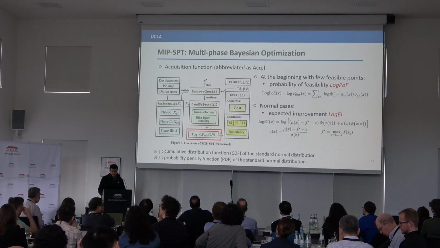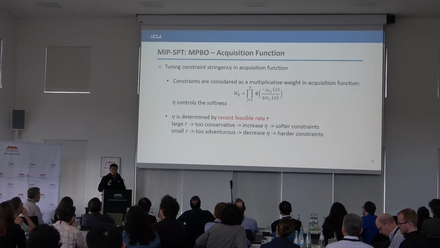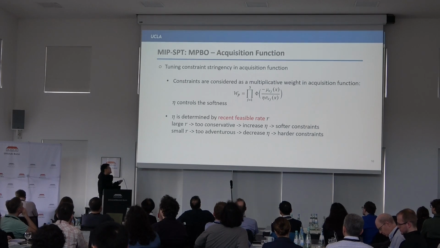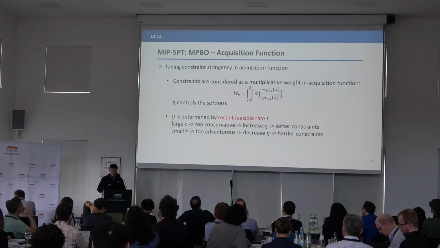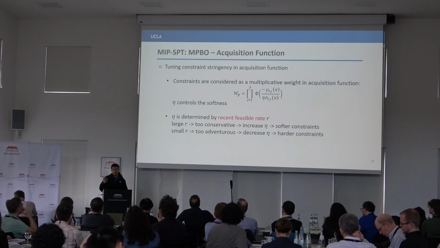But one thing we do here is that we tune the constraint stringency in our acquisition function. So our constraints, SI, PI, and TI constraints, are considered as a multiplicative weight in our acquisition function, as shown in this formula. And we use a hyperparameter eta to control the softness. So eta is determined by our recent feasible rate, R, which means how many points are feasible in recent trials. For example, we have 6 out of 10 points that are feasible in the most recent 10 trials.